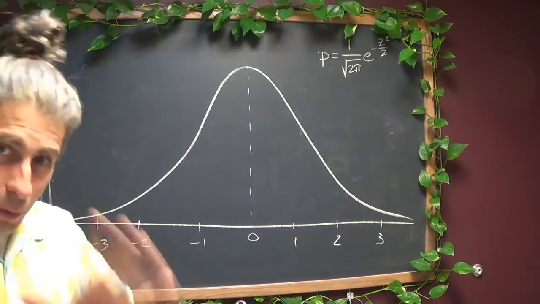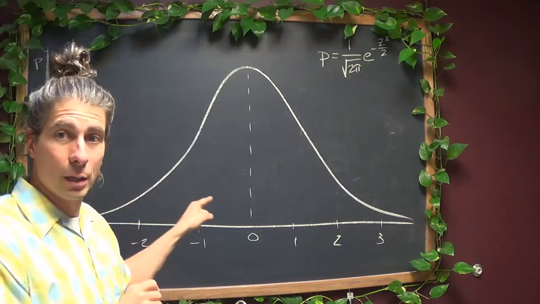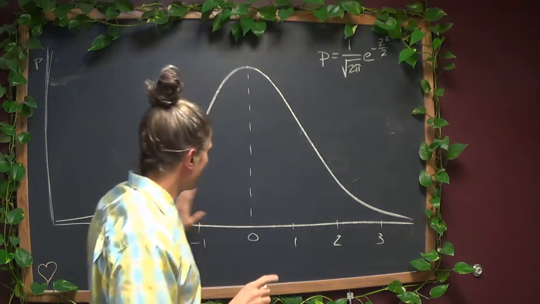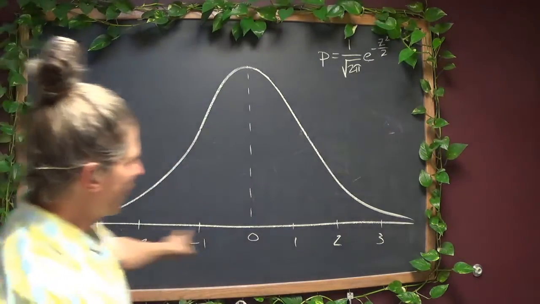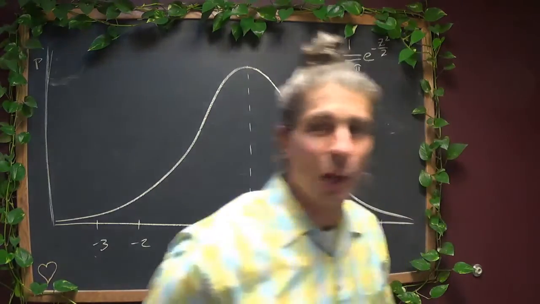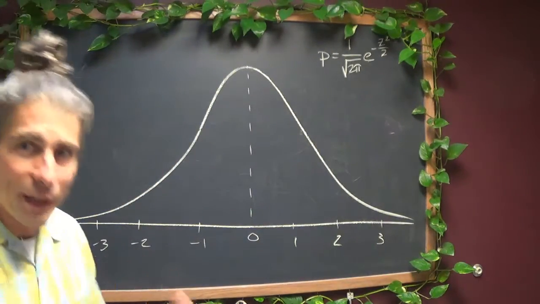But what I really want to do is I want to use this curve to explain to you how to add up the probabilities of all of the data values on these axes. So you've got to realize, of course, that when I say all of these data values on the axes, there are infinitely many of them.